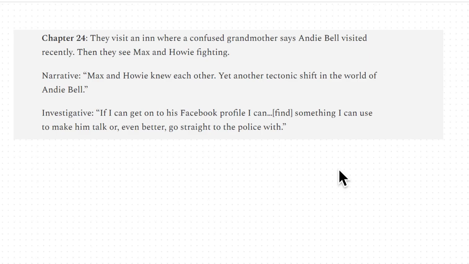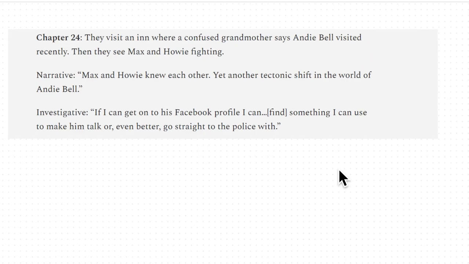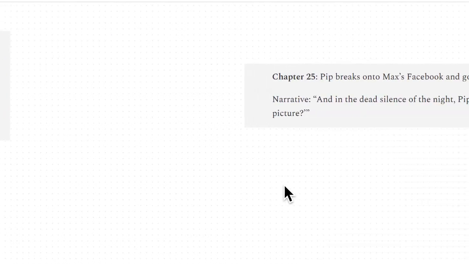Investigative line is, if I can get on his Facebook profile, I can find something I can use to make him talk, or even better, go straight to the police with. So here, Pip is again zeroing in on Max. And her next goal, her sub-goal, is to find something on his Facebook, as we all do with social media.